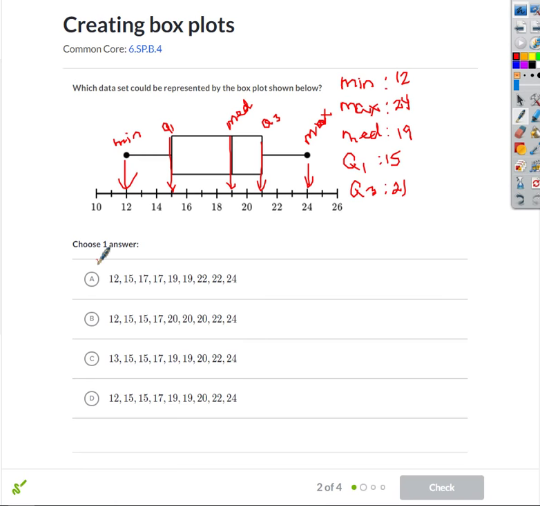Okay? So now, they want to know which data can be represented. Well, again, they clearly see that the minimum and maximum are most obvious. So all of them have, C does not have a minimum of 12. So C can't be the answer. So 12 and 24, all the rest of them could potentially be the answer.